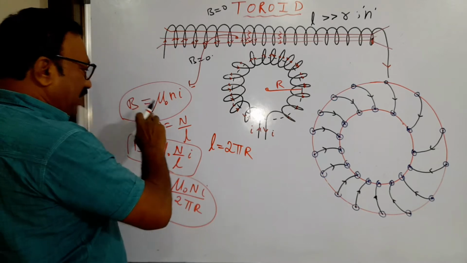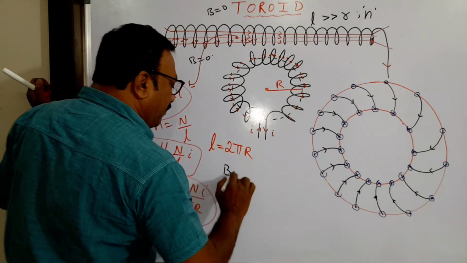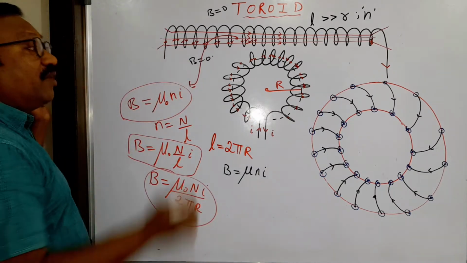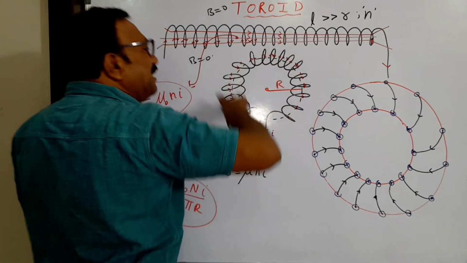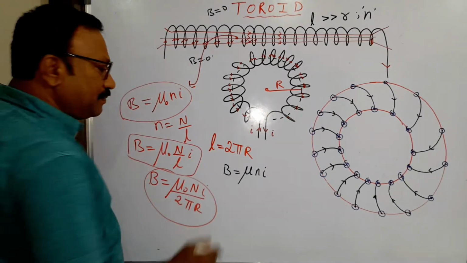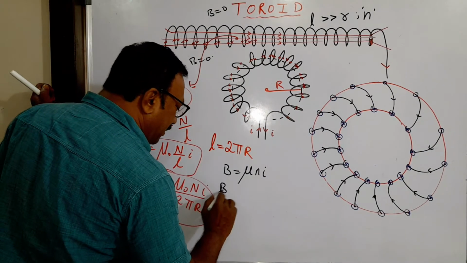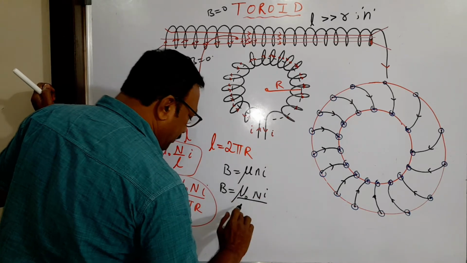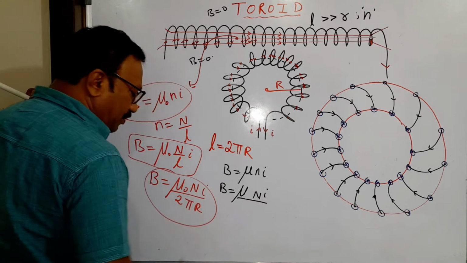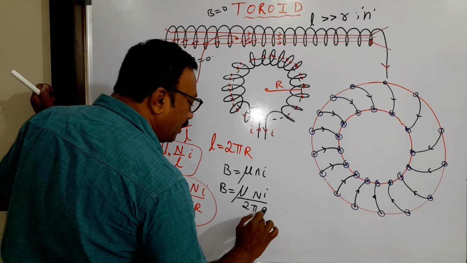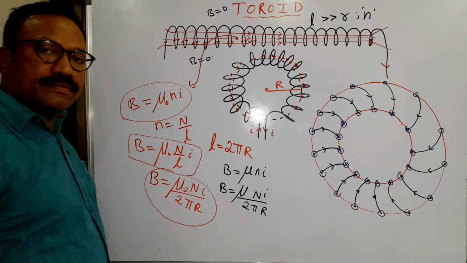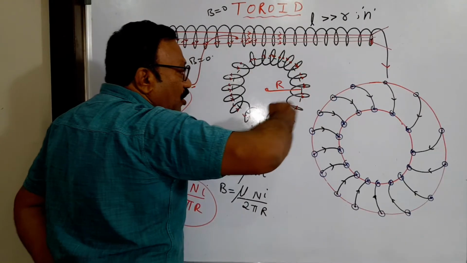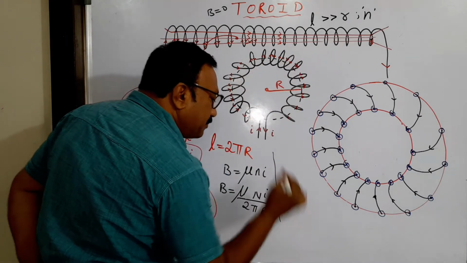See, suppose I take this one, the magnetic field will be equal to mu into Ni, I should write, where mu is the permeability of the material that you have chosen. Or this formula becomes the same: mu naught Ni by 2 pi r, where mu naught will be replaced by mu, okay? 2 pi r, no change. But mu has to be the permeability of the material in the core of the solenoid.